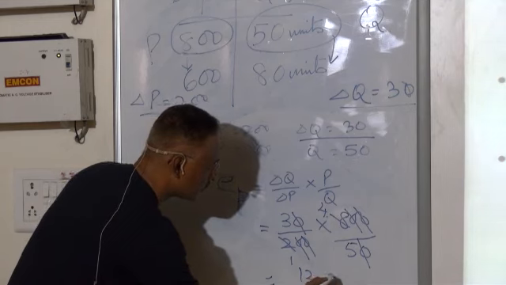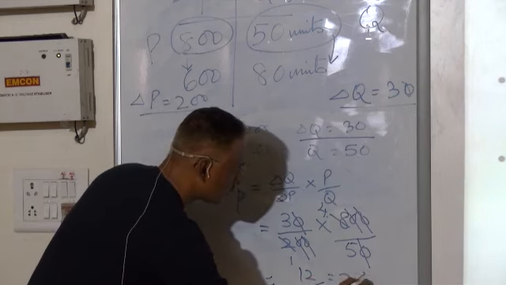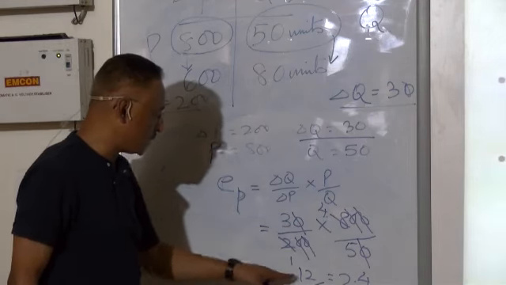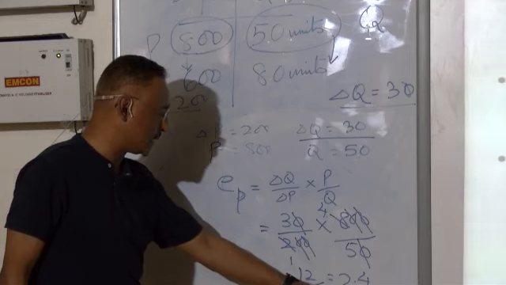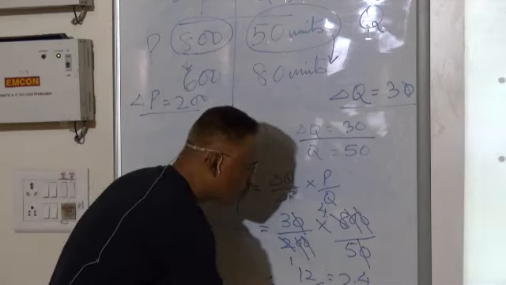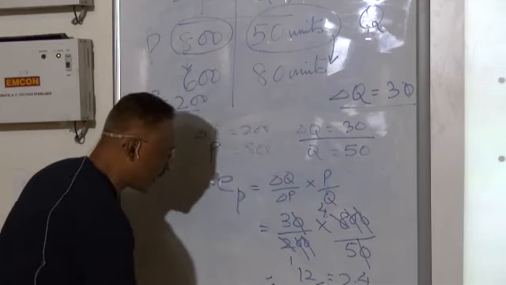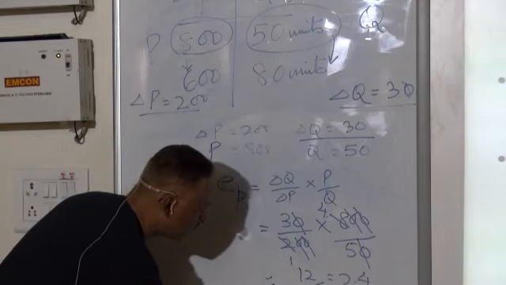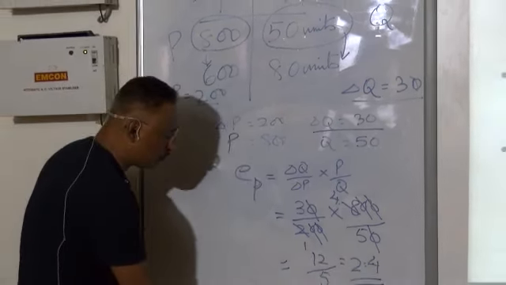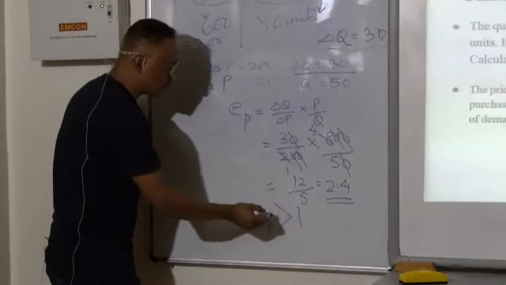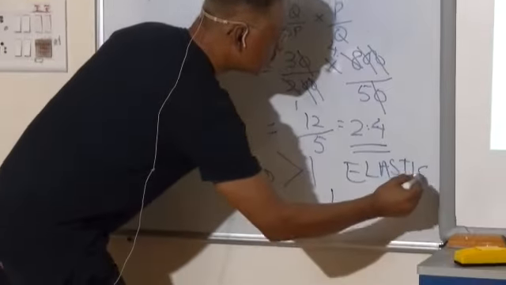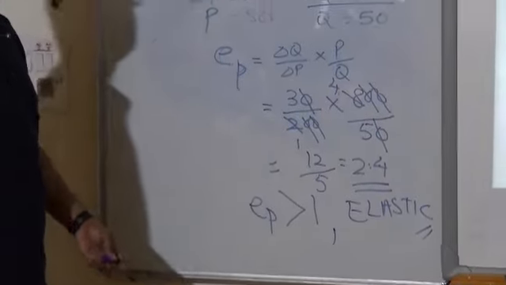We have 12/5. 3 4s are 12 and 5 1s are 5. 12/5: 5 2s are 10, 11, 12, carry over 2, so 5 4s are 20, 2.4. Then finally you will have to write the answer as EP is greater than 1. Because the answer 2.4 is greater than 1, we write EP is greater than 1. If EP is greater than 1, we say it is elastic. So this is how we solve the questions.